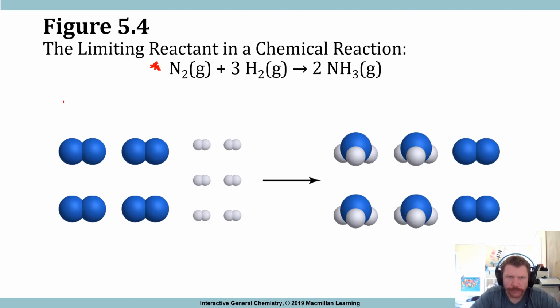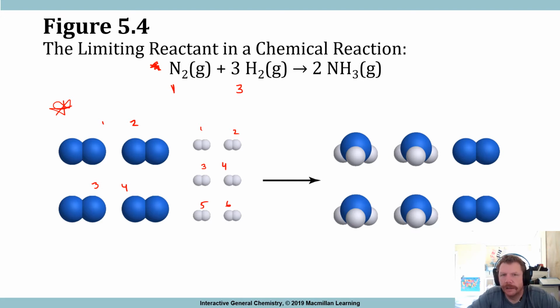Now, this reaction shows a total of 1, 2, 3, 4 N2 molecules. You can kind of look at that as 4 moles or 4 molecules. And our number of H2, well, we've got 1, 2, 3, 4, 5, 6 molecules of H2. Now, if we look at our balanced chemical reaction, it was 1 mole of N2 reacts with 3 moles of H2.